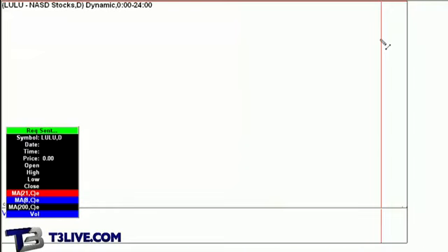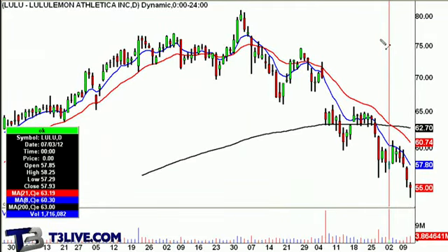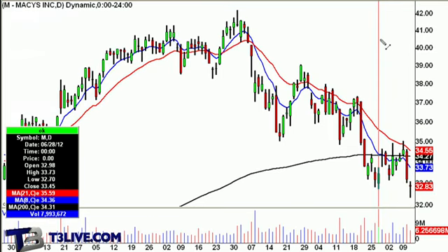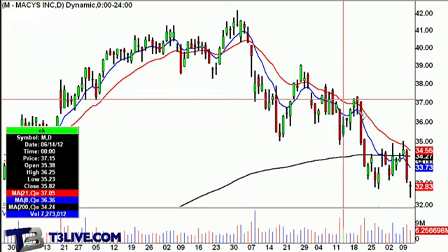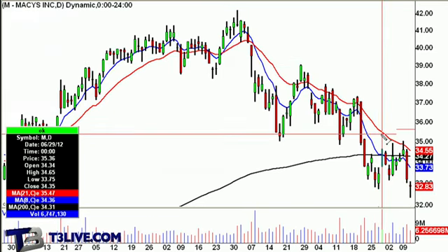Another one we've been watching is Lulu. Again, a commitment to the downside. Macy's, a commitment to the downside. Look at the difference of stocks that have declining 21 EMAs. Trending stocks, whether it's uptrends or downtrends, are places where easier money lives. That's what I try and focus my watch list on. That's great advice.